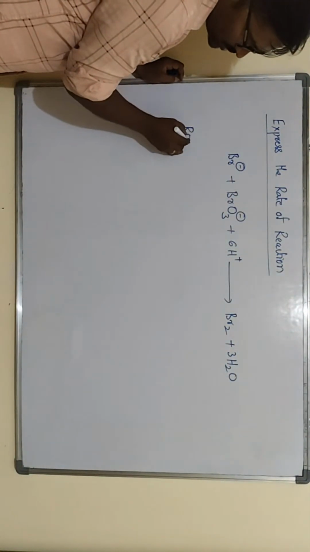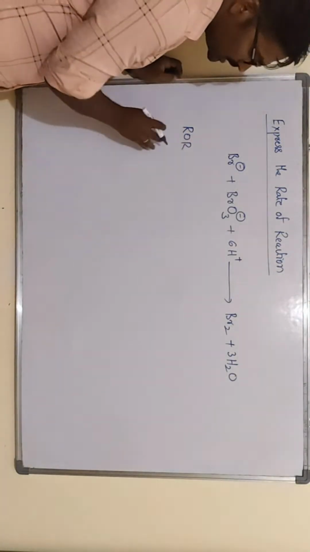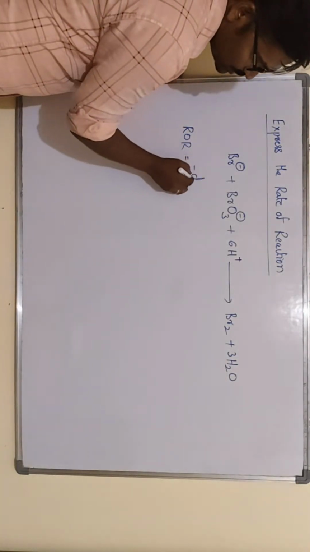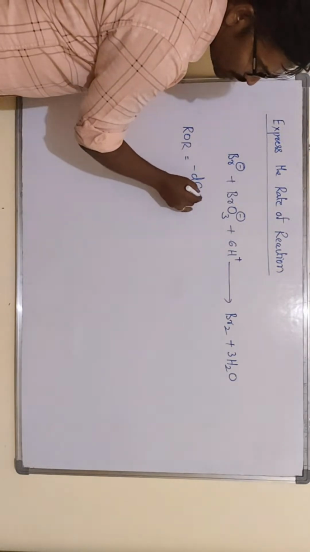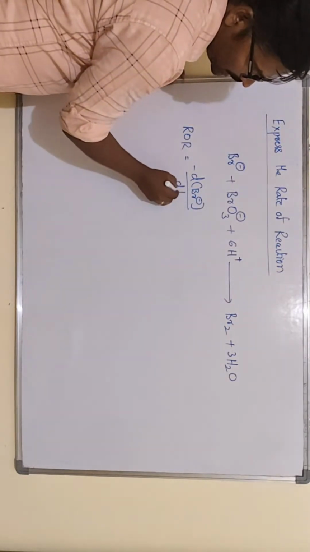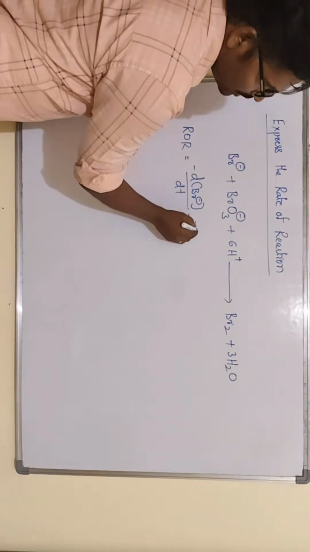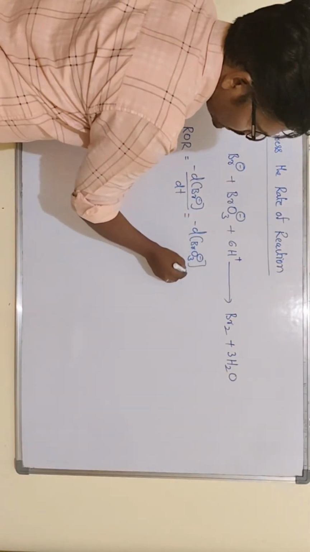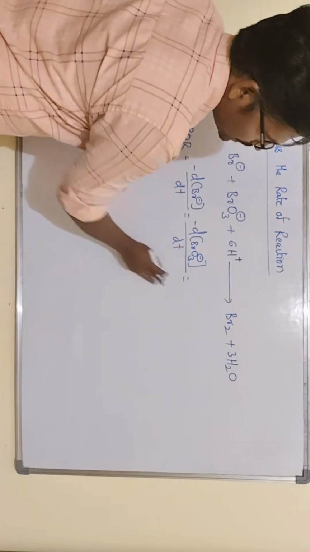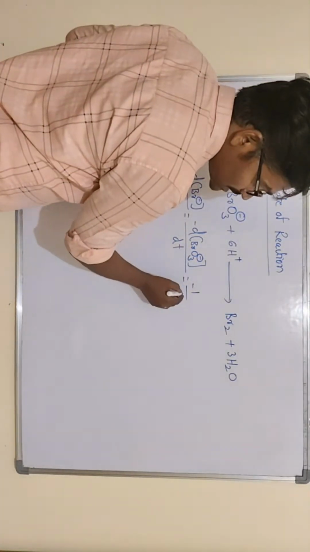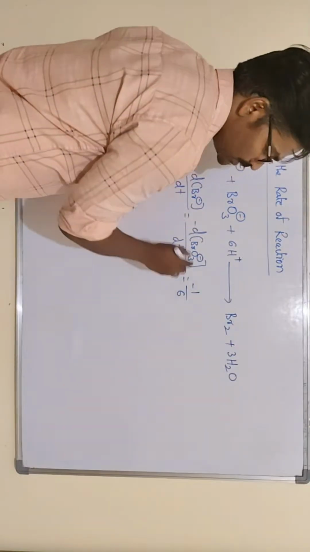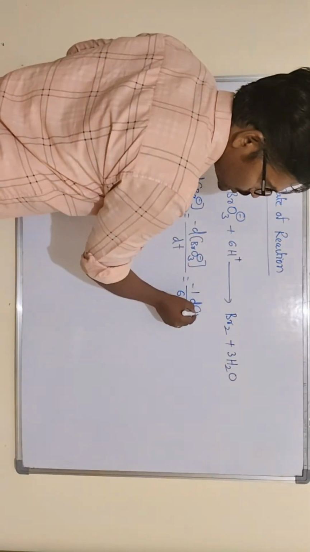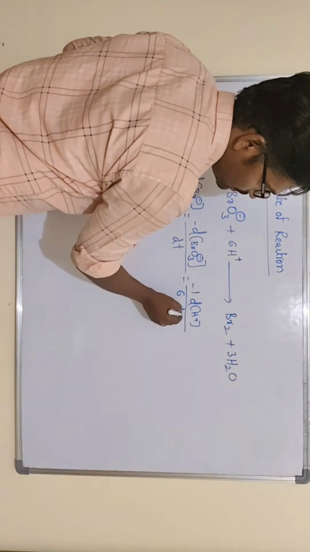So the rate of reaction depends upon the stoichiometric coefficient, right? So rate of reaction equals minus d[Br minus] divided by dt, equals minus d[BrO3 minus] divided by dt, equals minus 1 by 6 you have to take, depending upon the stoichiometric coefficients, right? So d[H plus] ion concentration divided by dt.